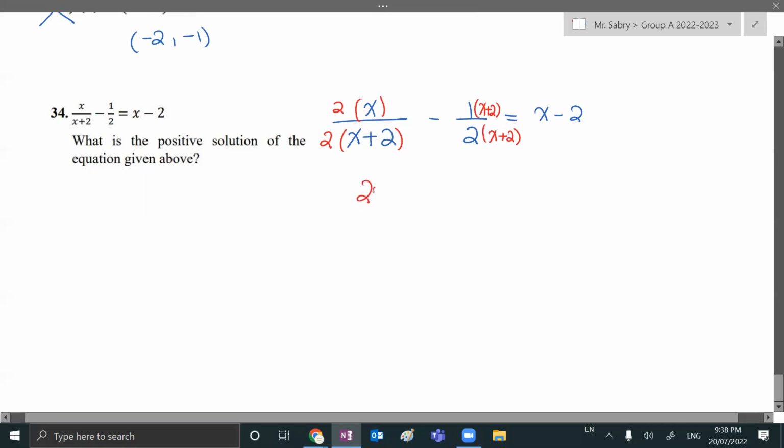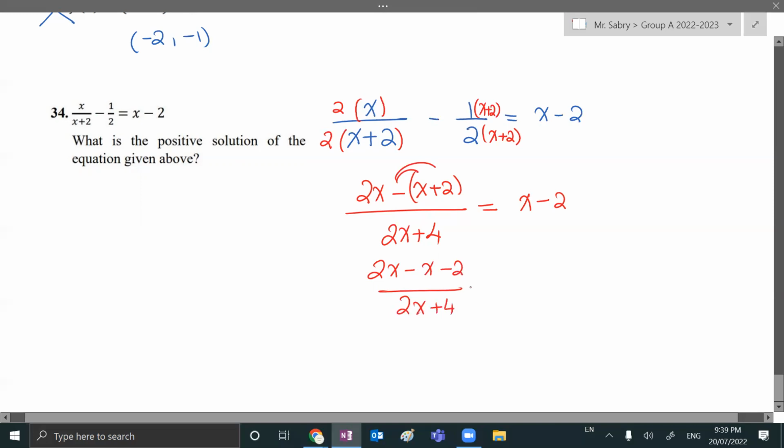This will get me 2x minus, 1 times x is just x, and 1 times 2 is just 2, in a bracket, over 2x plus 4, which is the new denominator. All of this is supposed to be equal to x minus 2. Next, I'll distribute the negative. So I'll have 2x minus x minus 2 over 2x plus 4. And all of this is still equal to x minus 2. 2x minus x is just 1x minus 2 over 2x plus 4. Again, all of this is equal to x minus 2.